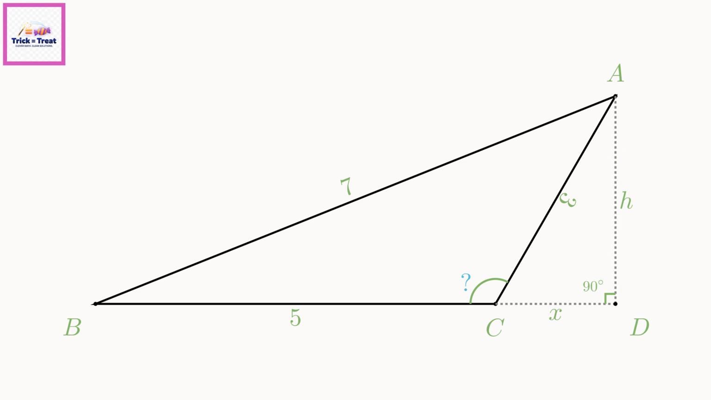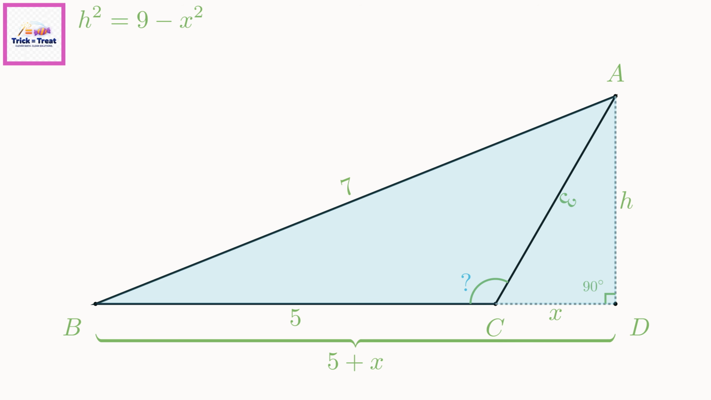We can write two Pythagorean equations. For the small red triangle, triangle ADC, h squared plus x squared equals 3 squared. So, h squared equals 9 minus x squared. For the big blue triangle, triangle ABD, the base is massive now. It's the original 5 plus our ghost leg x. (5 plus x) squared plus h squared equals 7 squared. H squared equals 49 minus (5 plus x) squared.